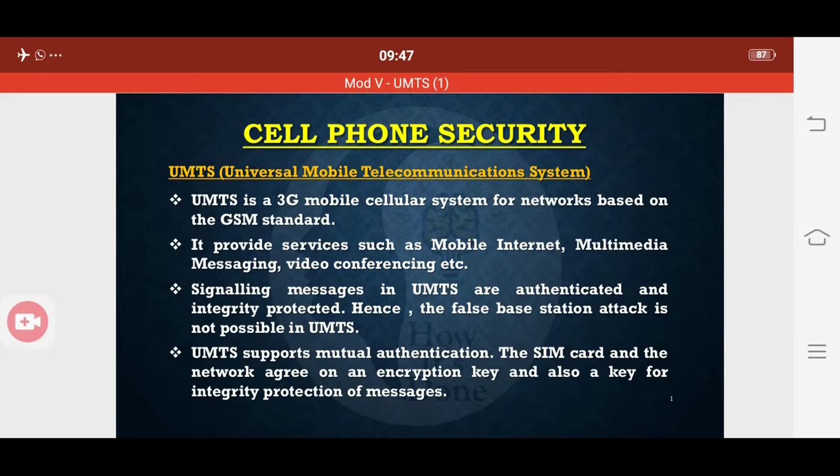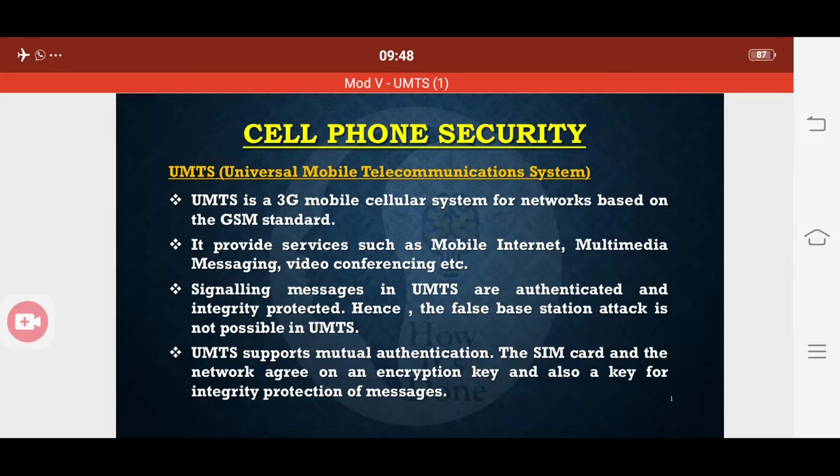So UMTS is a 3G cellular system. What is UMTS? UMTS is Universal Mobile Telecommunication System. It is actually a 3G cellular system based on the GSM standard. And what services do they provide? They provide mobile internet, multimedia messaging, video conferencing, etc.